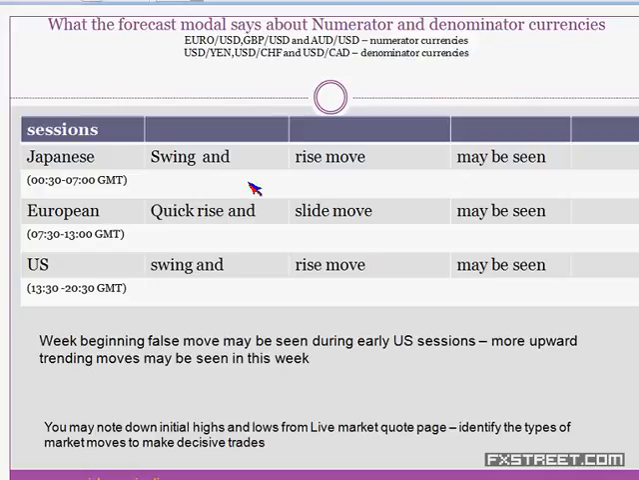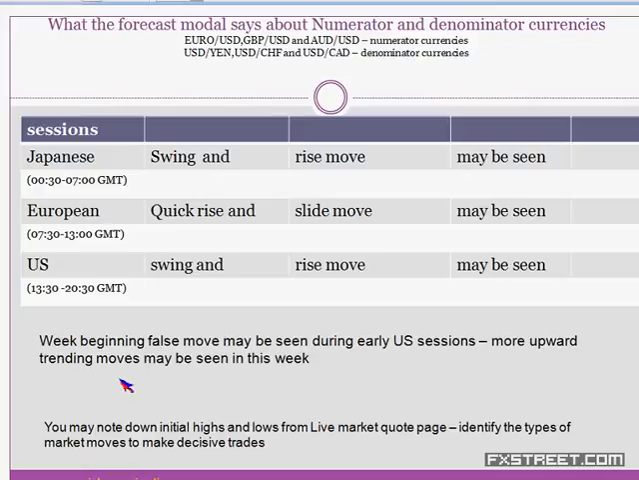So those who have jumped into the market at the later time frame at the higher level normally keep a stop in order to limit the risk. So the players are expected to drop or slide and hit those stops and start making the swing and rise moves during the US session. So the week-beginning false move may be seen during the late European and early US session for the day, and you could come across more upward moves during this particular week.